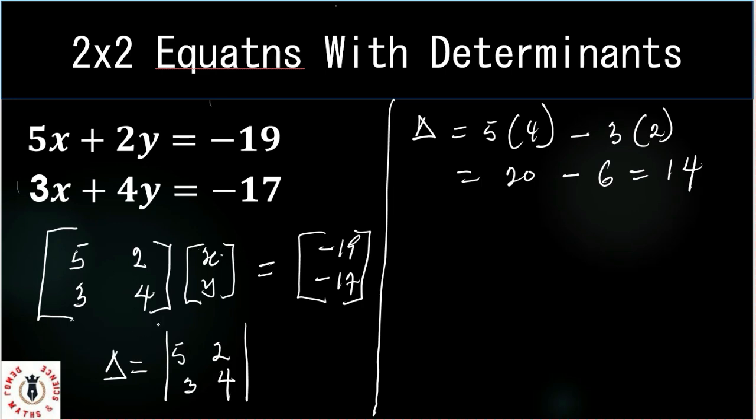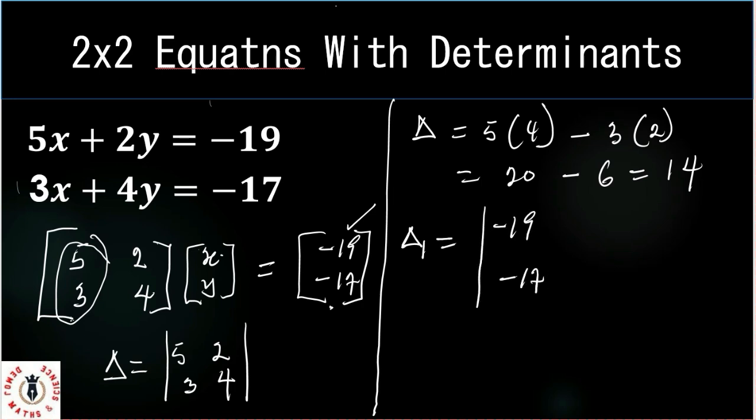Now, to solve for x, the first thing we'll have to do is remove the column of x and replace it with the answer here. That is, we'll remove this column and replace it with what you have here. To solve for x, let's call that determinant 1. It becomes minus 19, minus 17. Then I'll have 2 and 4.